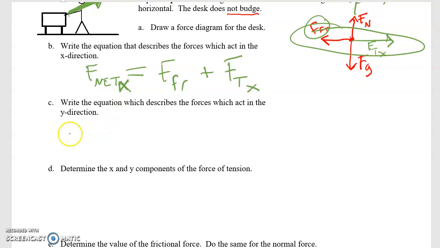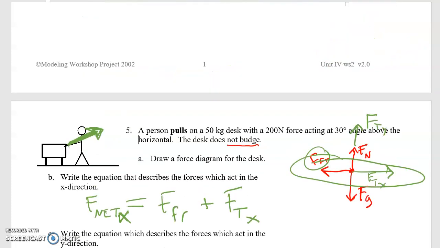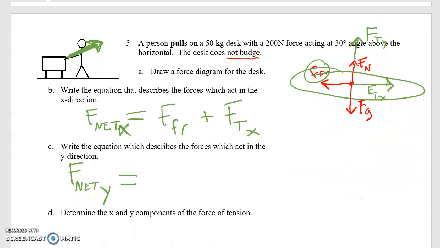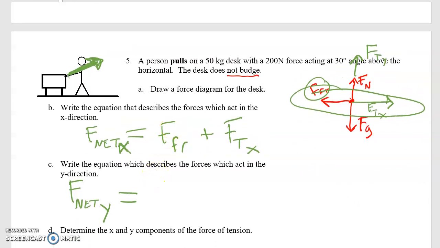Now we're going to do the same for the y. The net force, all of them added up, in the y direction equals, well, what forces do we see? Okay, we've got the top one, which is F, force of tension in the y direction, that's the very top, plus the normal force, that's this guy here, plus gravity. Those are all the forces. So all you gotta do is just write an equation. That is it, my friends.